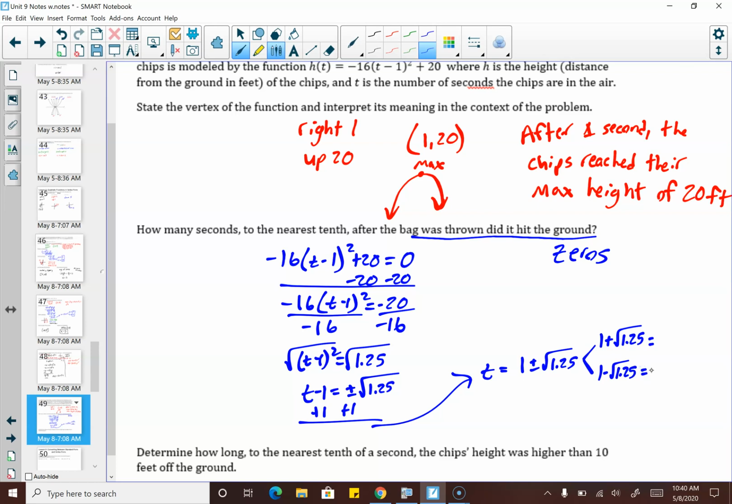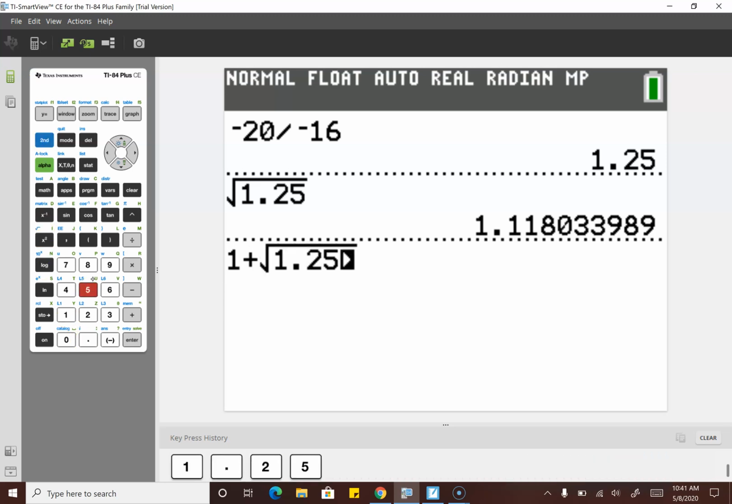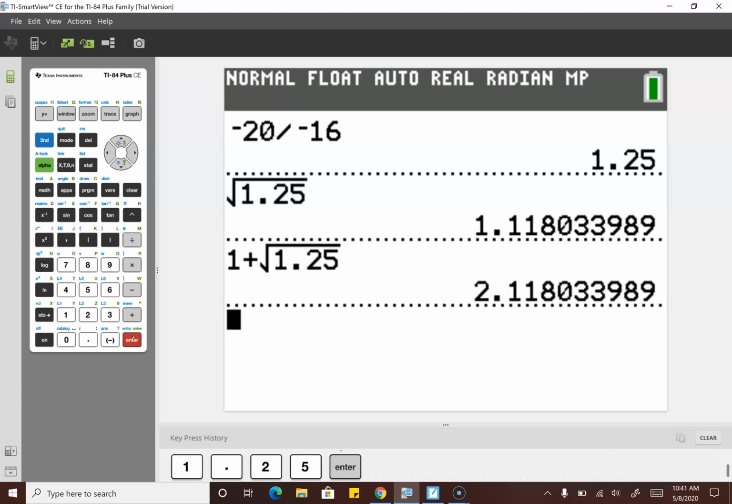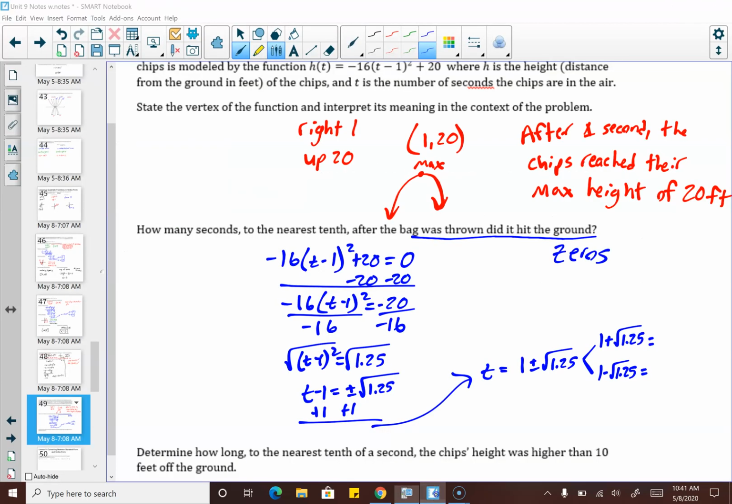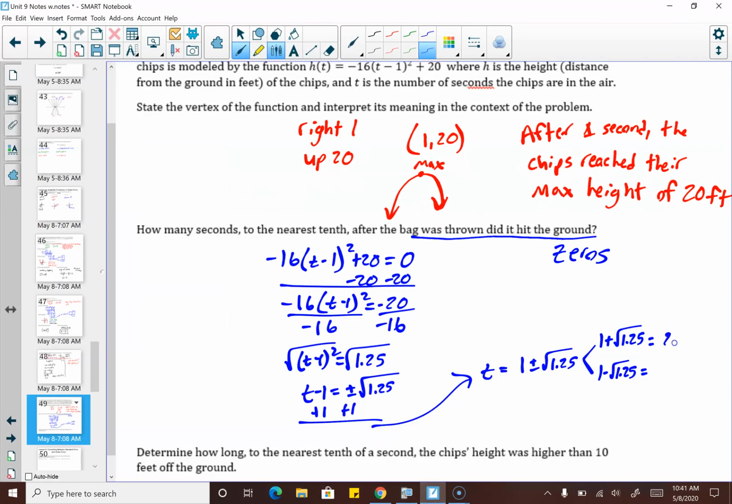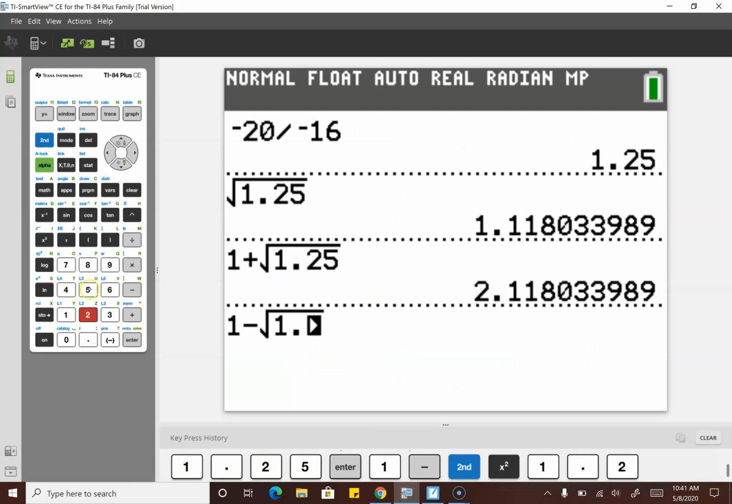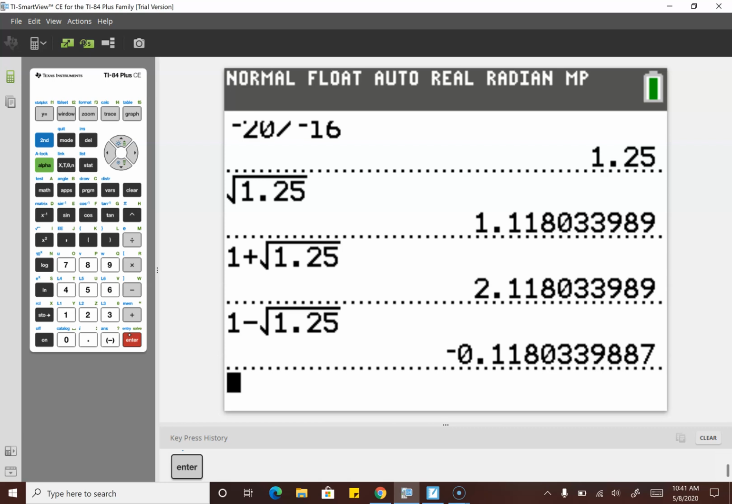All right, so let's take a look here. 1 plus the square root of 1.25 gives us 2.118, and I believe it wanted us to round to the nearest tenth. So 2.11, so that rounds to 2.1. And then let's try 1 minus the square root of 1.25. Now that gives us negative 0.1.